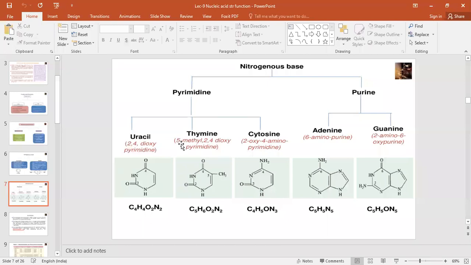So the molecular structure for thymine, 5-methyl-2,4-dioxypyrimidine: CNCCC. Okay. Then give the numbering, nitrogen 1, 2, 3, 4, 5, 6. Then the double bonds. Then 5-methyl-2,4-dioxy. 5-methyl: at the fifth position, attach the methyl group. 2,4-dioxy means at the second and the fourth position, add the oxygen group. And after putting these groups, you have to calculate about the double bonds.